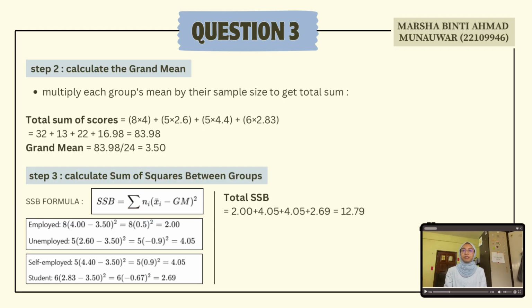Step 3, we measure the variance, the sum of squares between groups, SSB, and also SSW, which is the sum of squares within groups. So for SSB, we obtain 12.79, and for SSW, we obtain 7.24.